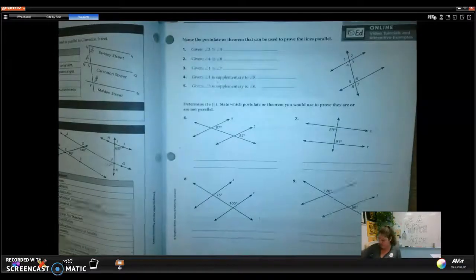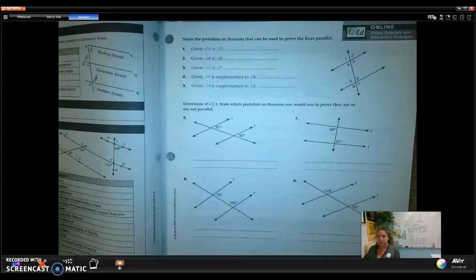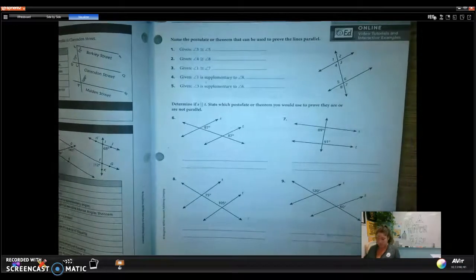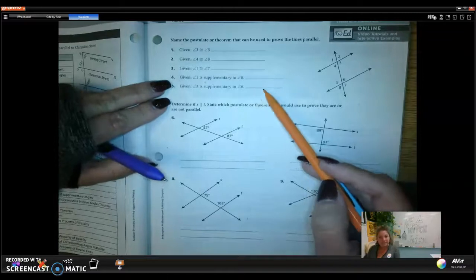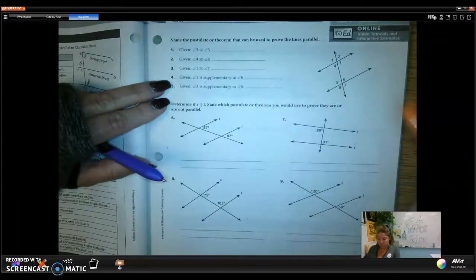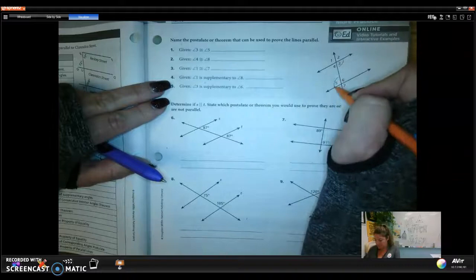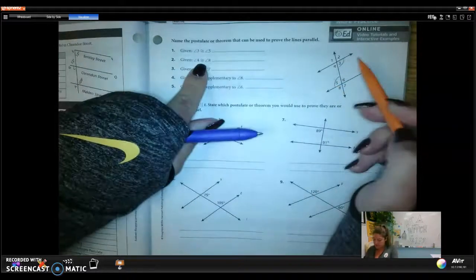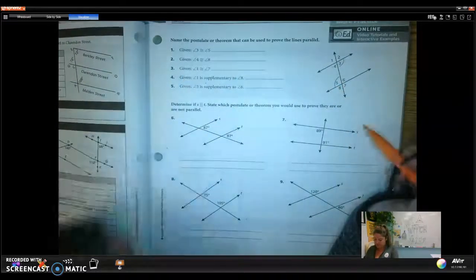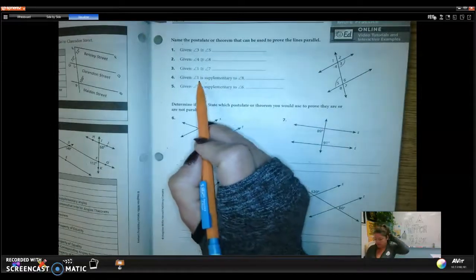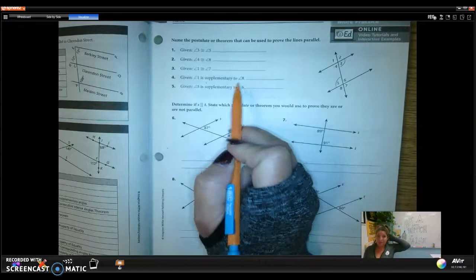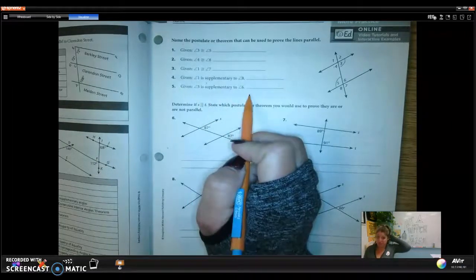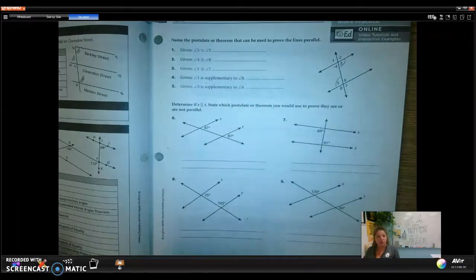All right, so if you go to page 43, this is the other thing that we kind of talked about. Again, the entire top is asking you basically what these angles are called. What is the relationship between 3 and 5? What is the relationship between 4 and 8? What is the relationship between 1 and 8? What is the relationship between 3 and 6? What are those angles called?